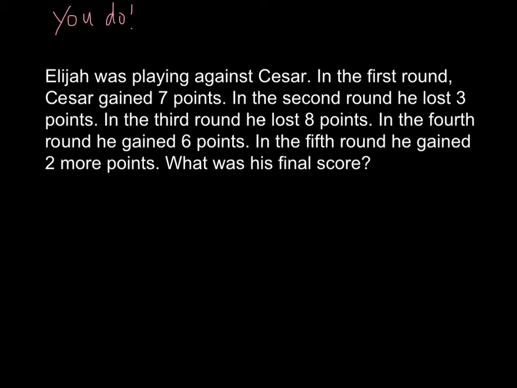So I'm going to have you go ahead and pause this video, finish writing that word problem, and try to figure out what Caesar's final score was at the end of his round, and get yourself to an answer. Once you have an answer that you think is correct, go ahead and push play, and I'll take you through the steps and you can check and see if you had it correct.